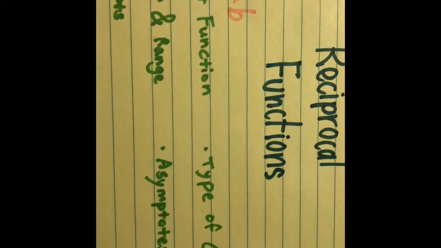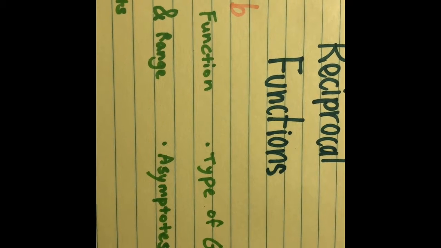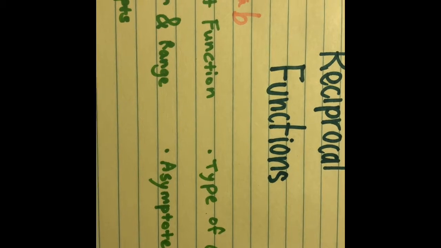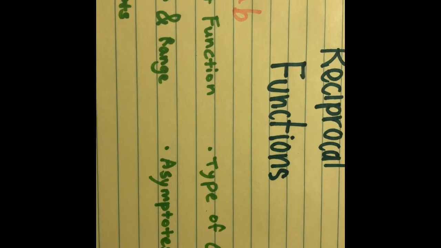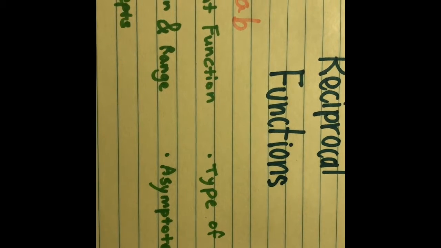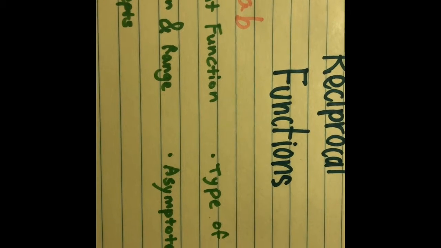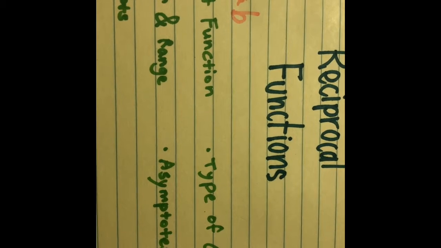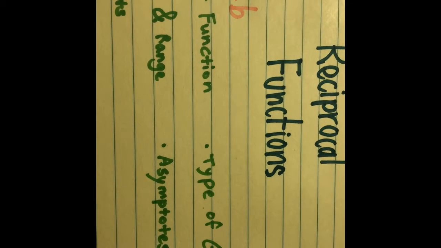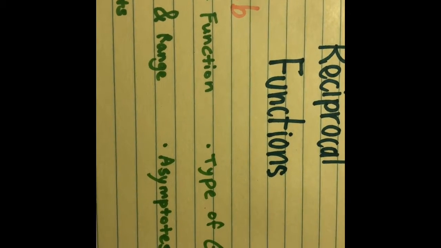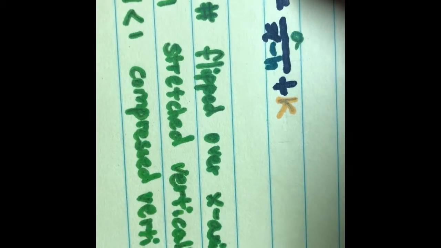So the vocab involved in this topic includes parent function, which is the simplest function of a family of functions. Domain and range, which are all non-zero real numbers. Intercepts, which is the point where the graph of a function or equation intersects the x or y axes. Asymptote, which is a line that continually approaches a given curve but does not meet it at any finite distance.